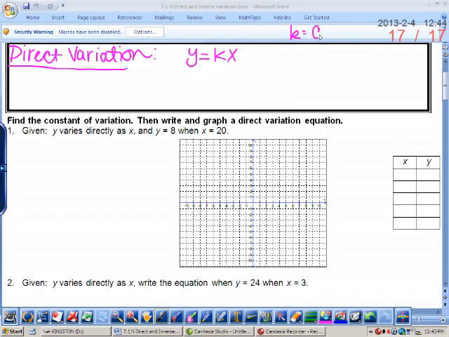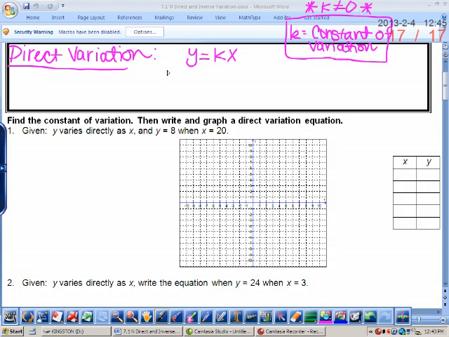K is the constant of variation. Okay, K is the constant of variation. And it's important to note that K cannot equal 0. If K were to equal 0, we wouldn't have a variation any longer. We would just have a horizontal line at y equals 0.